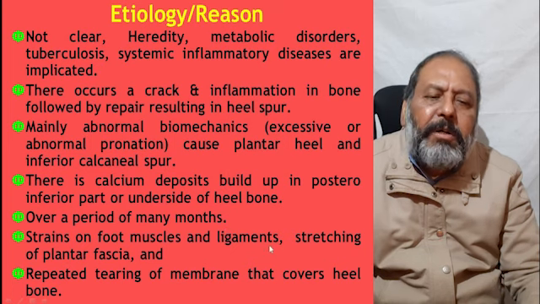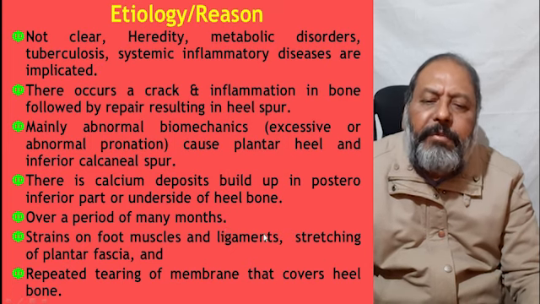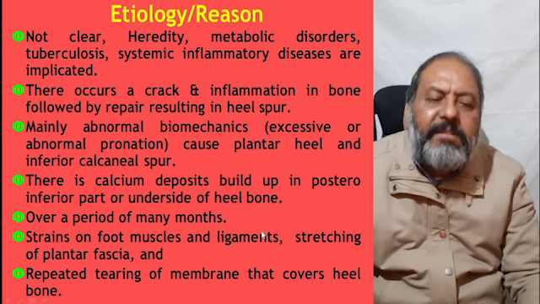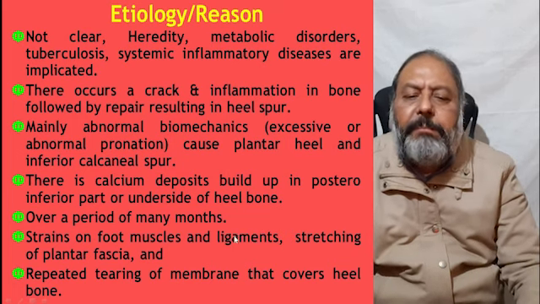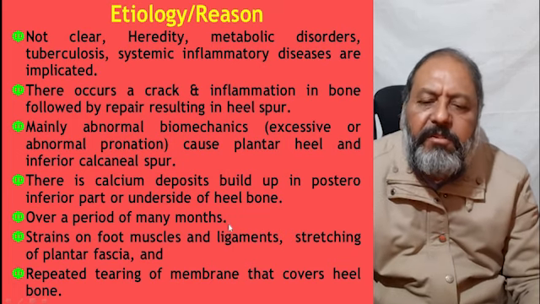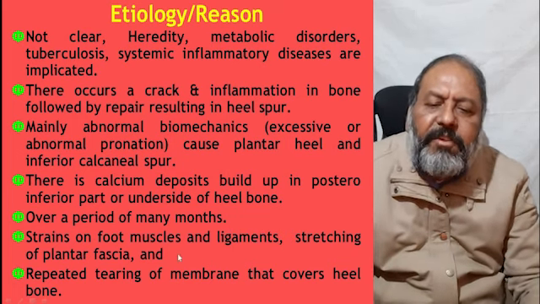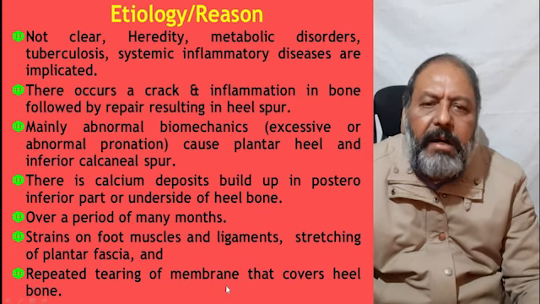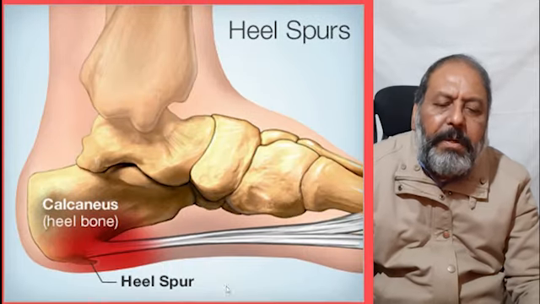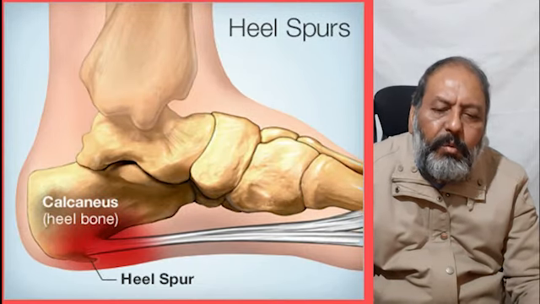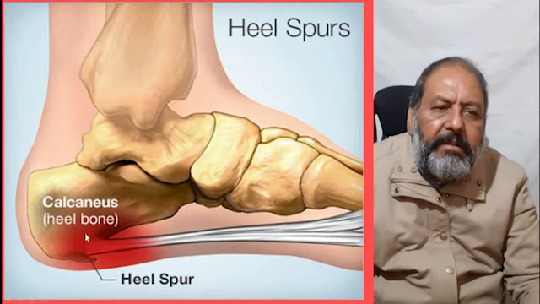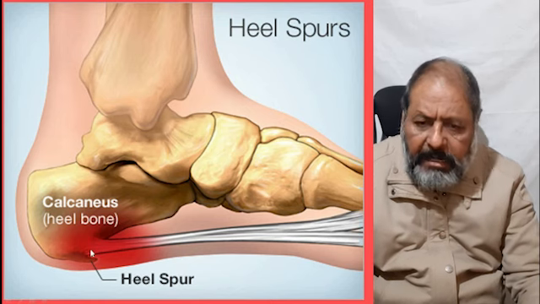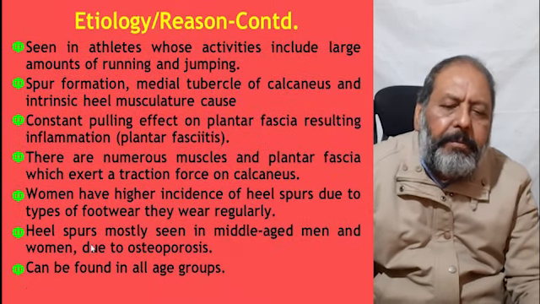There is a calcium deposit built up in the posterior inferior part, or underside, of the heel bone over a period of many months by repeated trauma and strain of the foot muscles and ligament, stretching of the plantar fascia, and repeated tearing of the membrane that covers the heel bone. These all are reasons for spur formation. And here one can see the heel spur because of the repeated trauma.